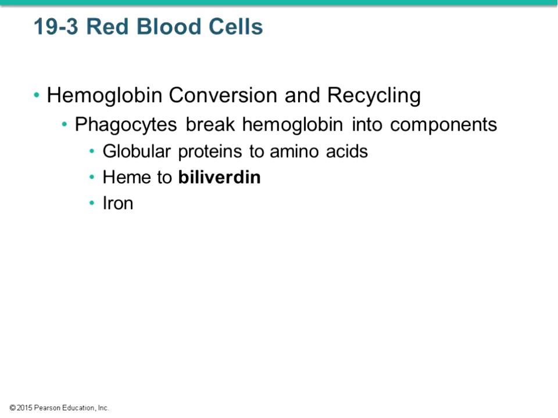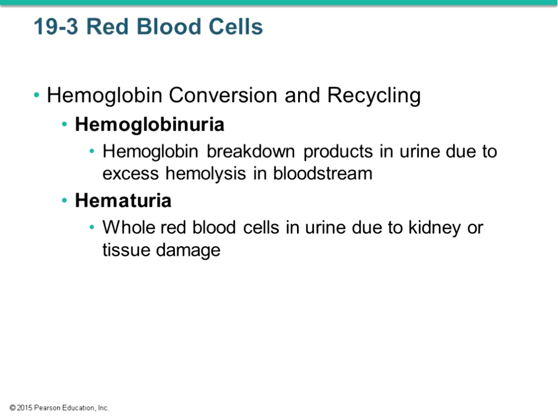All right, so the process basically, when a cell has lived its 120 days and it's time for it to be recycled, phagocytes break down the red blood cell and then break the hemoglobin into its components, right? It's primarily made of amino acids, heme, and iron. Those are the three primary components. The globular proteins can be converted to amino acids. The heme is going to be broken down to what we call biliverdin, which will then go to bilirubin, and then we'll see how that's processed. And then also you have the iron that can be reused as well. Okay.